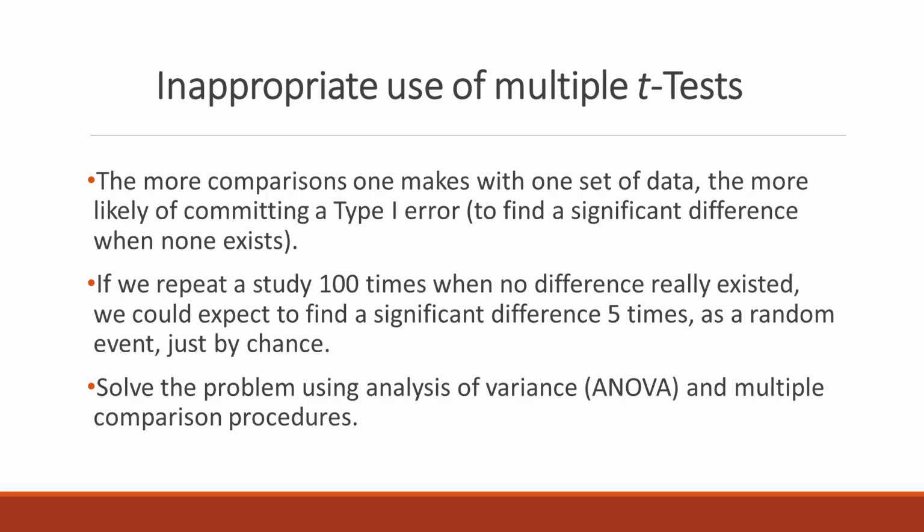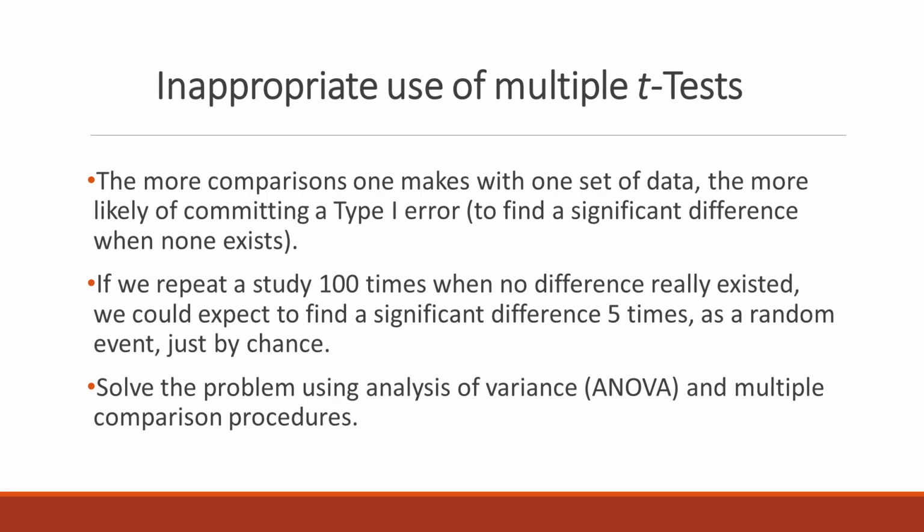For instance, if we wanted to compare 3 types of exercise, it would be incorrect to use the t-test because the analysis involves 3 comparisons within one sample. The problem with using multiple t-tests within one set of data is that the more comparisons one makes, the more likely one is to commit a type 1 error. That is, to find a significant difference when none exists.